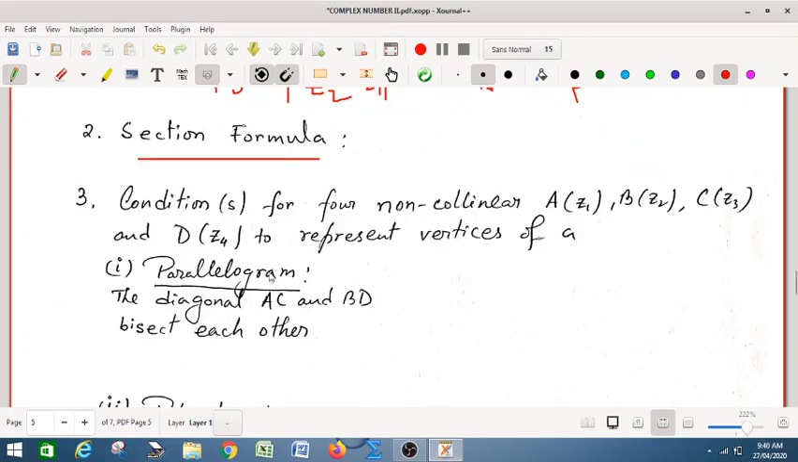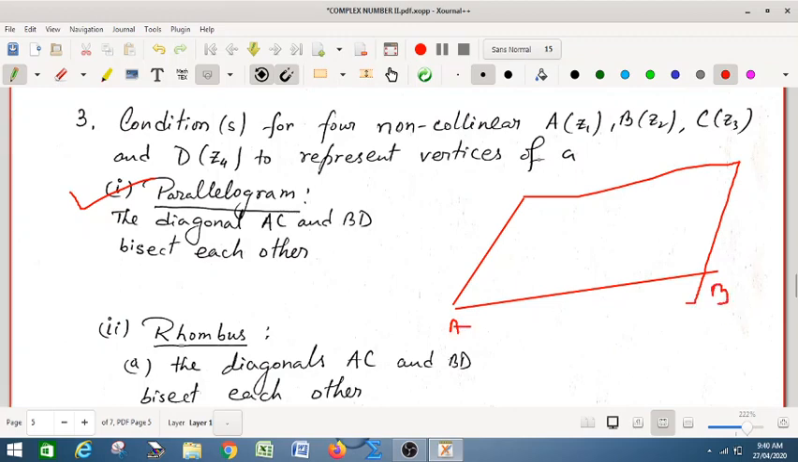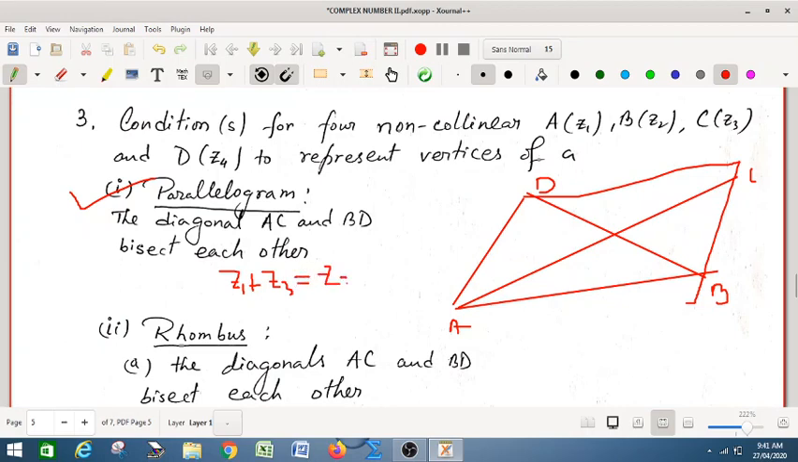Now how will you define the parallelogram? Condition for parallelogram: the diagonals AC and BD bisect each other. If you draw the parallelogram like this, and A, B, C, D represent the complex numbers Z1, Z2, Z3, Z4 in counterclockwise sense, then the diagonals AC and BD bisect each other. That means in this case we will get the condition Z1 plus Z3 is equal to Z2 plus Z4. So this is the condition for parallelogram.